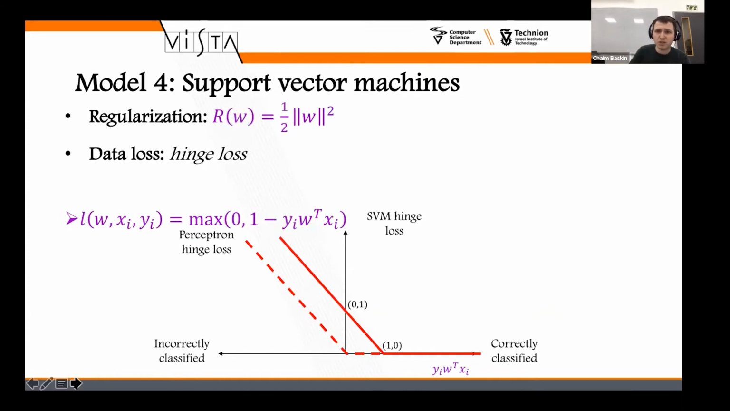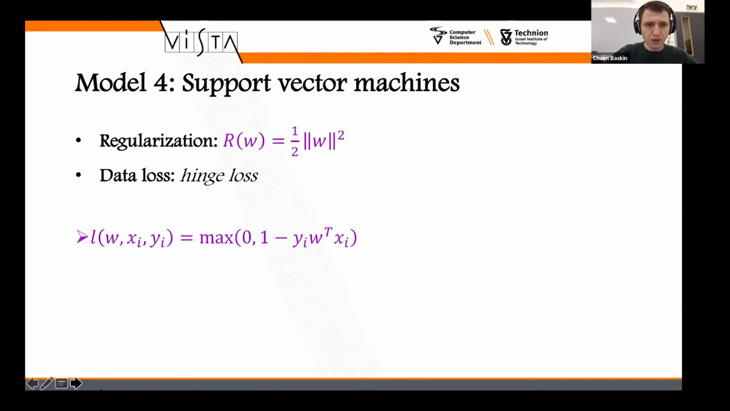So the support vector machine, or SVM, is also a linear model classifier. In this classifier we have regularization because we want some boundaries, we want our weights to be bounded between some small values. Our loss function is actually hinge loss. The SVM hinge loss is defined as the max between zero and one minus the prediction. So for the right classification it gives us zero loss, and from here our loss starts increasing.